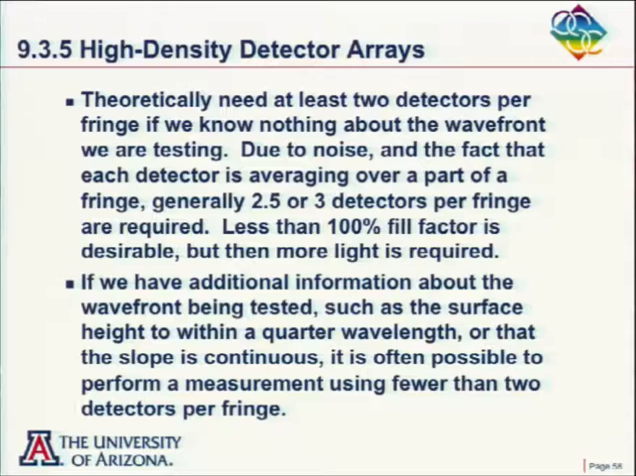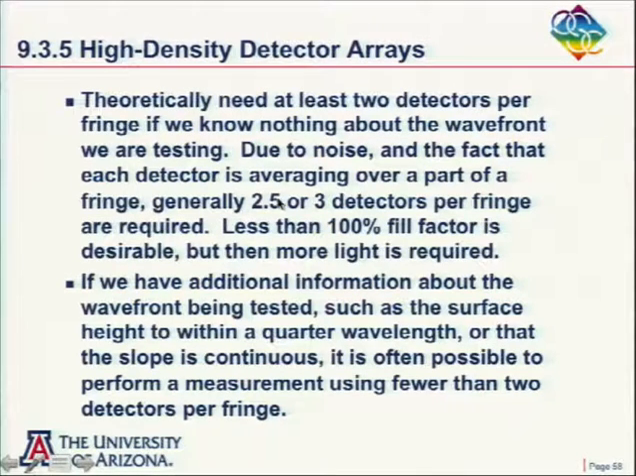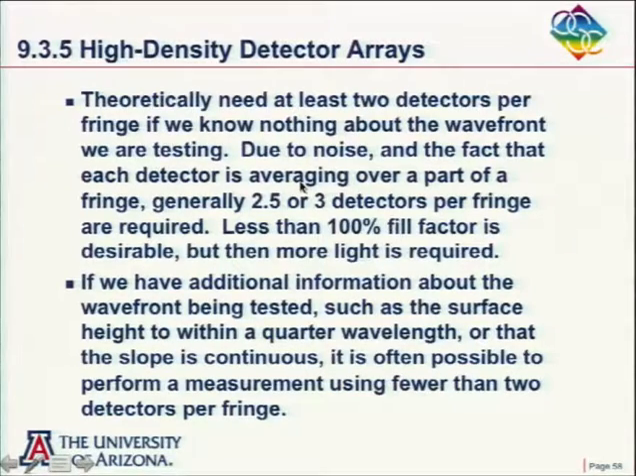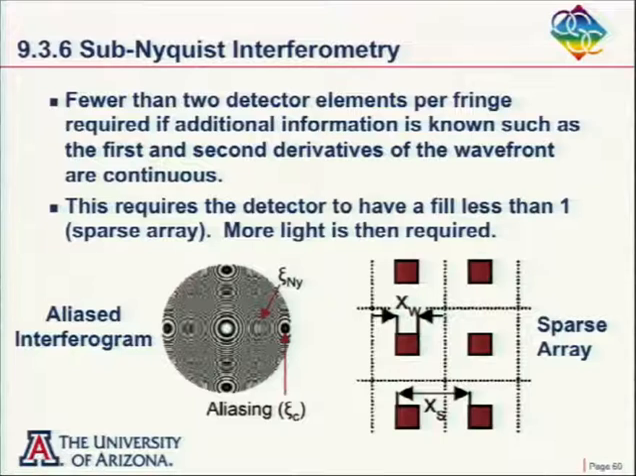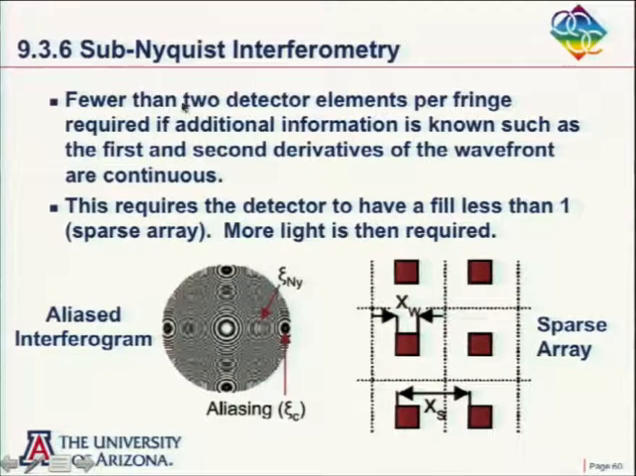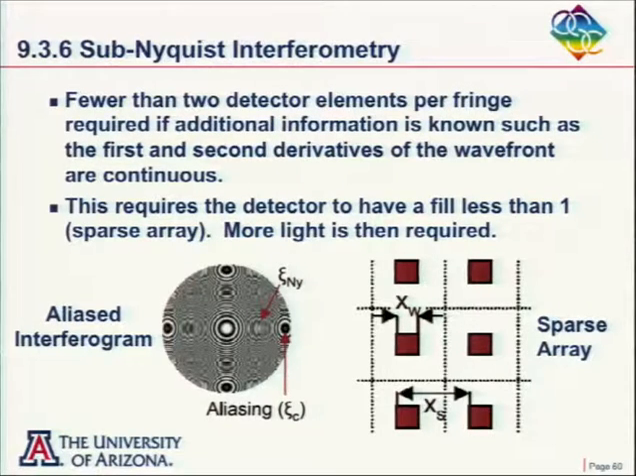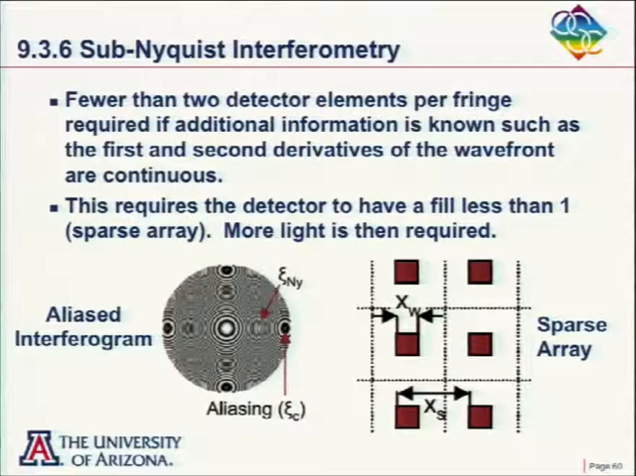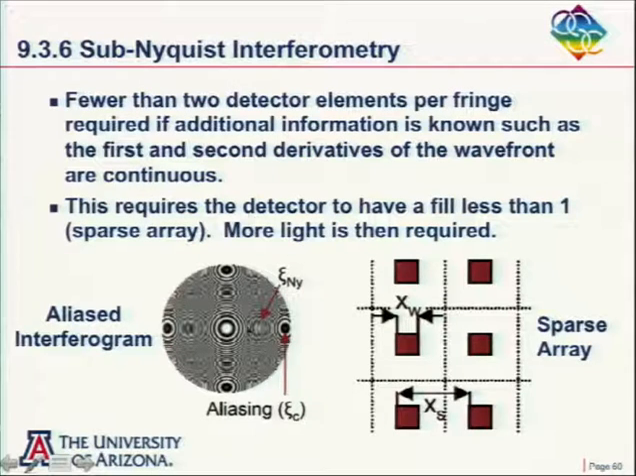Well, this idea of not requiring at least 2 detectors per fringe, a technique for getting around that was first described, I think, by John Grievenkamp. And he called this Sub-Nyquist Interferometry. What he said was, we can get along with fewer than 2 detector elements per fringe if we have some additional information about the wavefront. This additional information could be simply that the first and second derivatives are continuous.